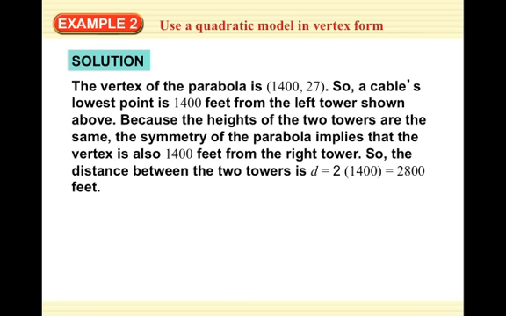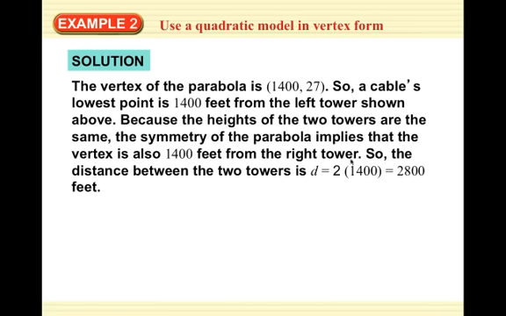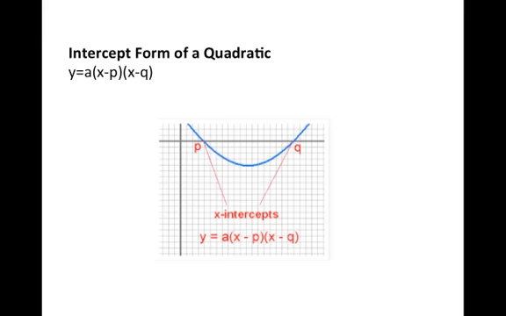Because the heights of the 2 towers are the same, the symmetry of the parabola implies that the vertex is also 1,400 feet from the right tower. So looking back, we know, okay, here's our vertex, and x value is 1,400. So up to here, that's 1,400, and then because of symmetry, we know from here to here is 1,400. So we can just add 1,400 plus 1,400, or multiply 1,400 times 2, and get that the distance is 2,800 feet. So pretty easy to work if you understand the relationships.